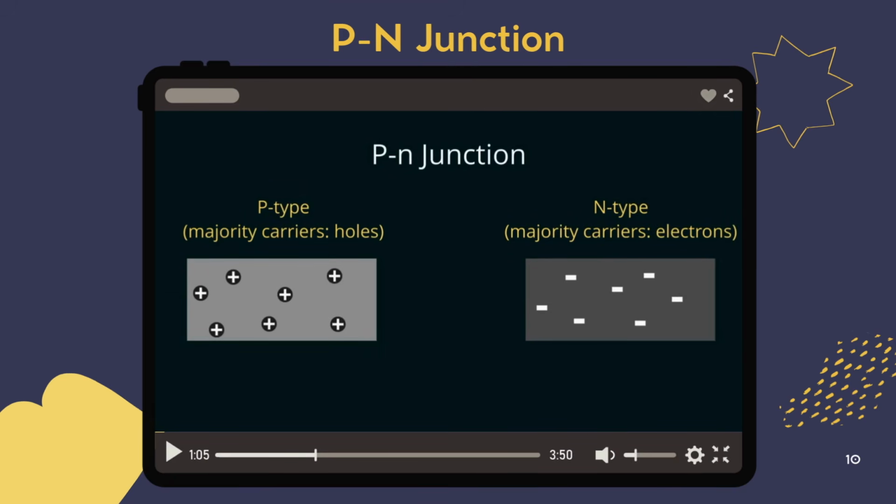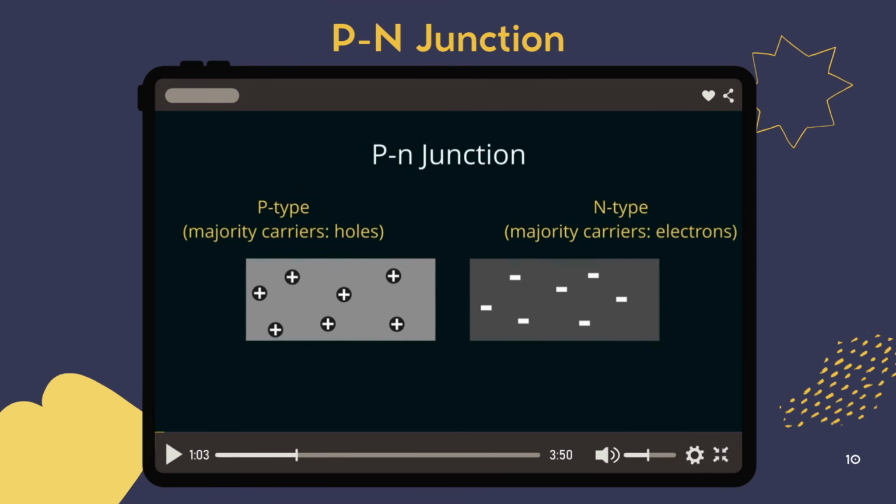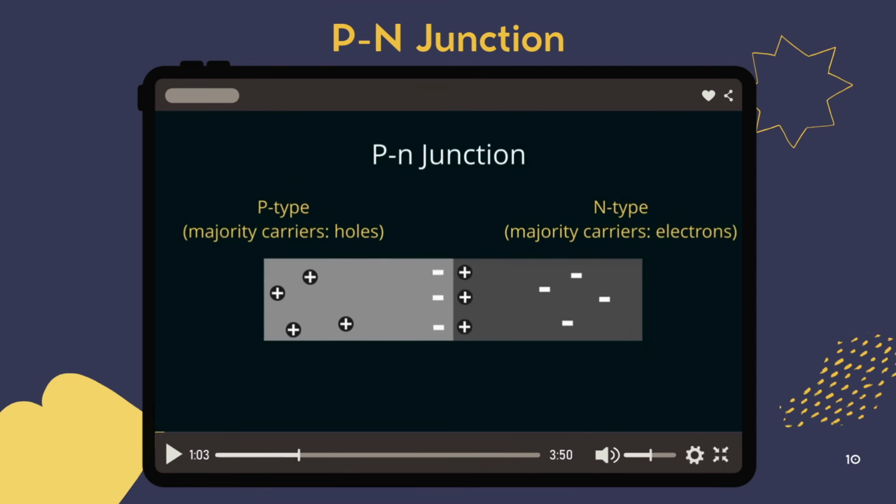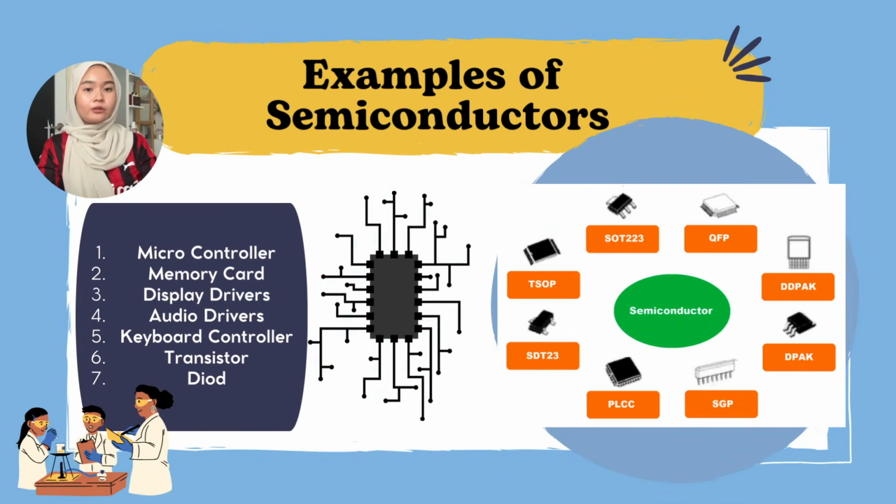When we bring P-type and N-type semiconductors together to form a P-N junction, we create a fascinating platform that forms the basis of diodes, transistors, and numerous other semiconductor devices. For examples of semiconductor, there are microcontroller, memory card, display drivers, audio drivers, keyboard controller, transistor, and more.